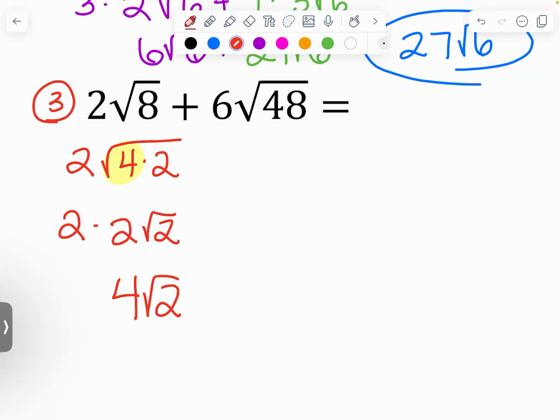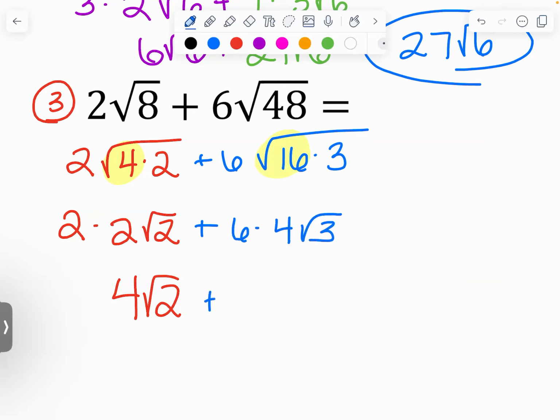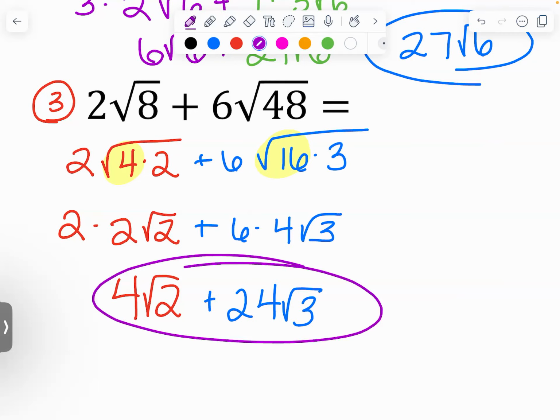Let's go. Okay, then over here, 48 is what? 16 times 3. And we know that the square root of 16 is 4. So we end up with plus 24 square root 3. Can we add those together? No, so that's where we stop. Look at that.